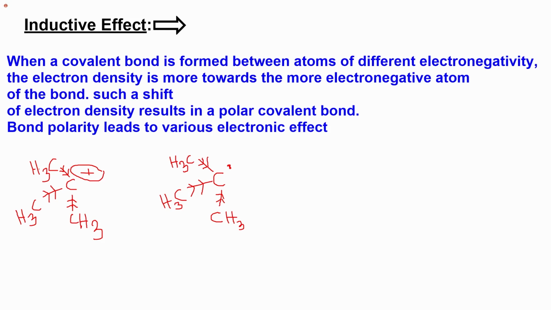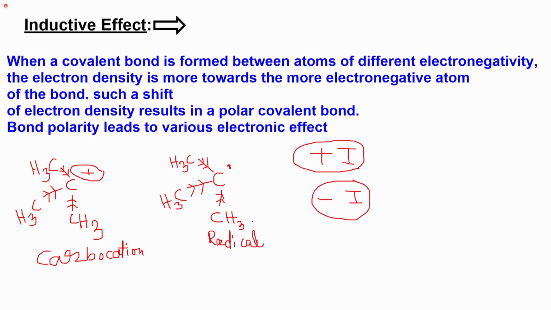The inductive effect is of two kinds: one is the plus I inductive effect, and the other is the minus I inductive effect. The inductive effect is shortly named I, and it can be positive or negative. Now, if you see this carbocation and the radical, this is due to the plus I effect, so this kind of carbocation or radical gets stabilized. This is called the plus I inductive effect.